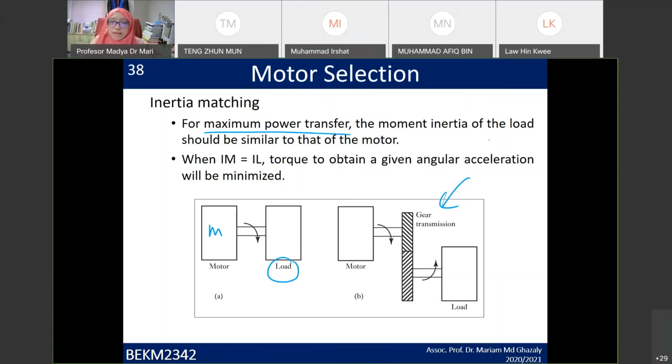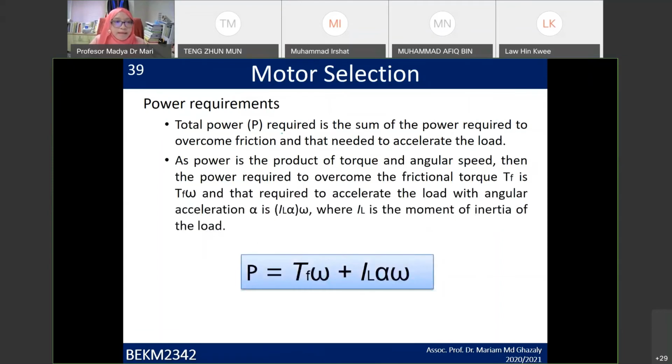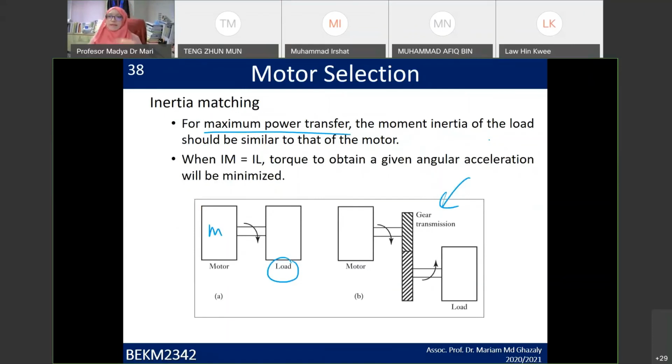So this is where the gearing system is important, for inertia matching. And next is the total power requirement, which is the sum of the power required to overcome friction and the power needed to oscillate the load. As you know, the motor is going to apply torque to actually rotate the load.